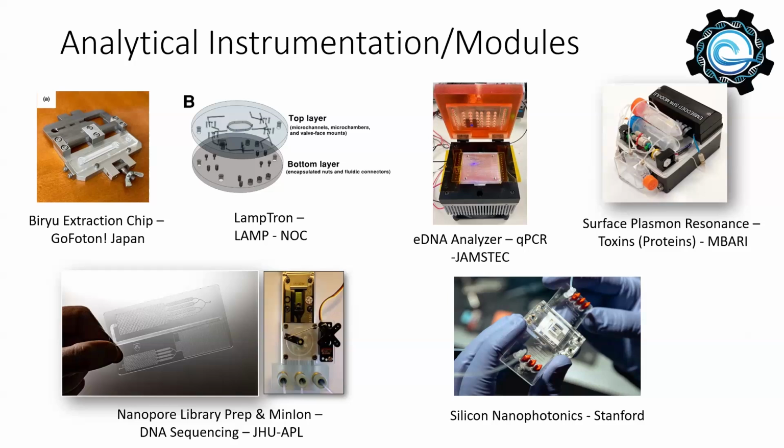We also talked about some analytical instrumentation and modules at our workshop. And there's a lot of different analytical systems being developed right now, from on-chip DNA extraction kits or methods out of Japan, through LAMP and quantitative PCR assays. We just published a paper at MBARI using surface plasmon resonance for microcystin detection in the Great Lakes on an AUV. All of Peter's work on nanopore sequencing, and then some exciting work out of Stanford on optical sensors using nanophotonics.